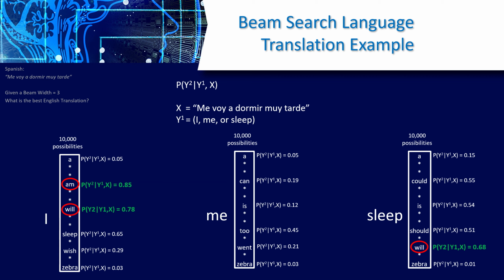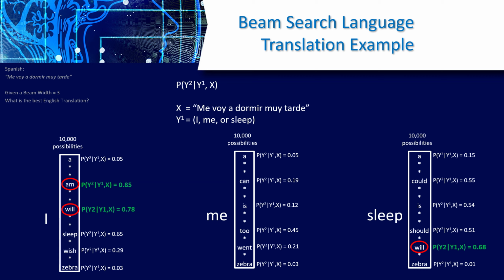So as you can see, after going through all 30,000 words and their probabilities with regards to being the next word in the translation, we select the 3 best candidates, since our beam width is 3, and we'll remove the rest of the options from our memory. In this case, it is the 3 words circled here, meaning the best 3 sequences with potential to be the best translation of our Spanish input sentence is I am, I will, and sleep will.